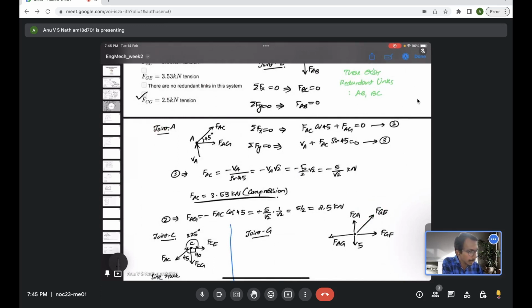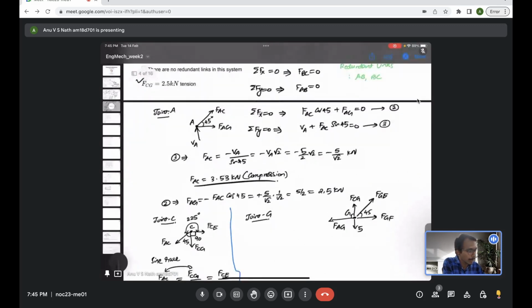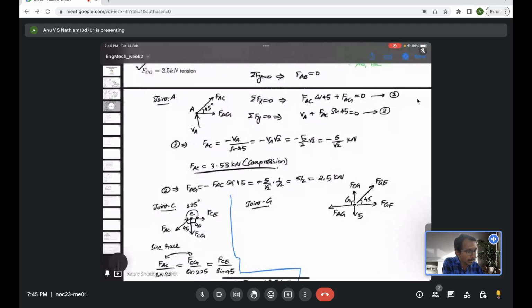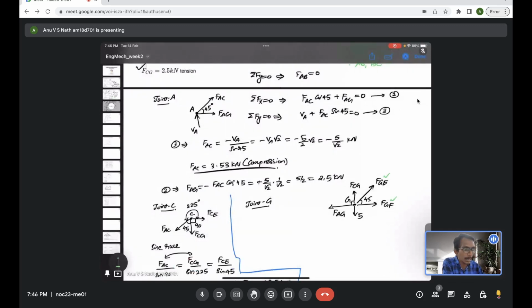Okay, so this angle is 45 degree, this angle is 90. So this is the point G about which all the forces are drawn. Now here GE and GF, these two are unknown forces and all other forces are known. FCG and FAG are already known. So this has actually two unknowns only. So we have two equations as well. So we can ideally solve this.